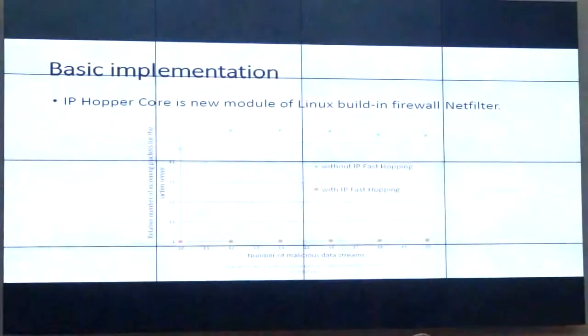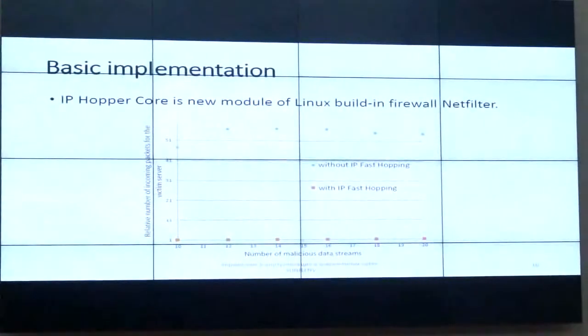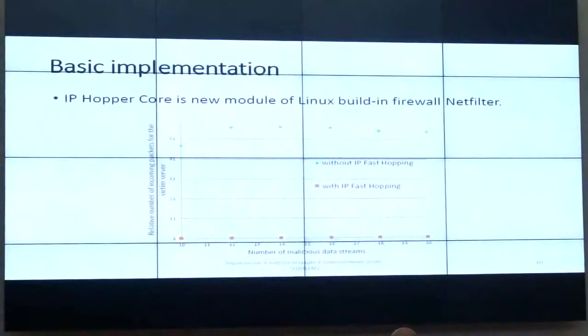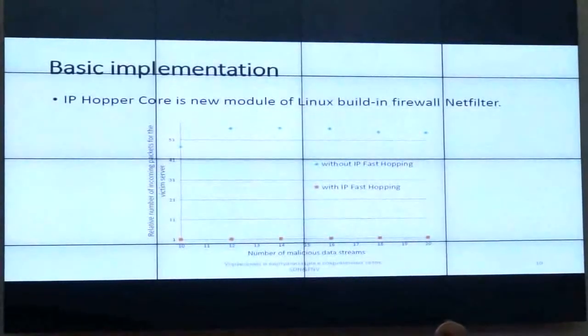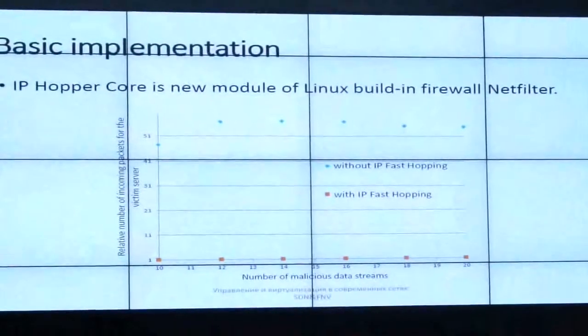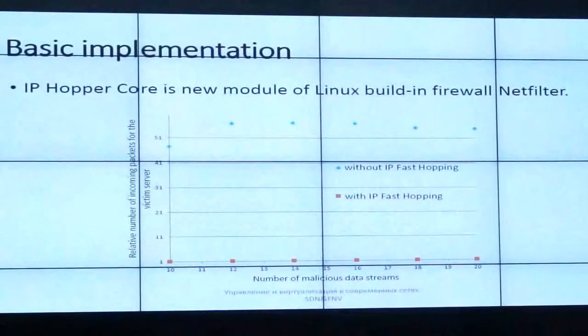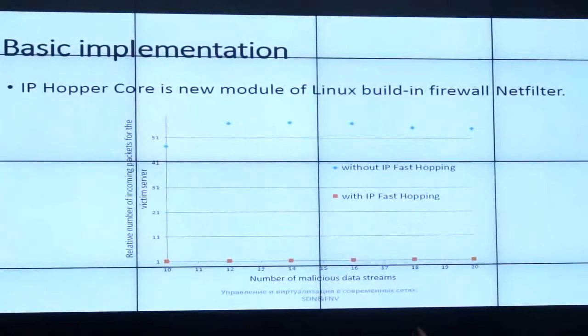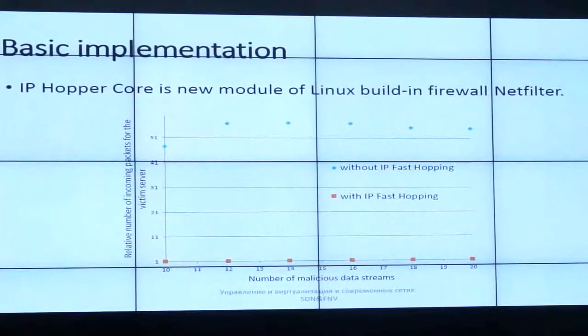As a basic implementation, we implemented the IP fast hopping mechanism as a Linux kernel module. This is a patented method. The Linux kernel contains a built-in firewall, netfilter, which is responsible for packet filtering and forwarding according to predefined rules by iptables. You can see here that if we use 64 IP addresses in the pool, we can reduce the impact of the attack by IP hopping. If we have 50 times more attack intensity, we can decrease the impact 55 times.